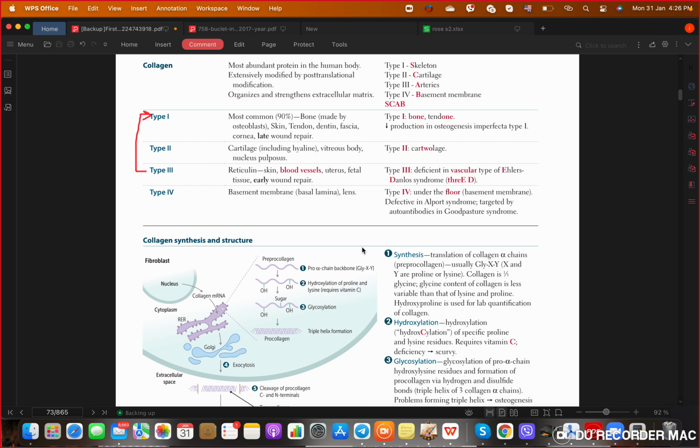Defect in Alport syndrome. Can you tell me what else is problematic in Alport syndrome? Can't see, can't hear. So hearing problem, eyesight problem because of the lens, and kidney problem, nephritic syndrome. Nephritic or nephrotic? Nephritic, though. Okay. Which type of cast will they have? Nephritic will have RBC casts.